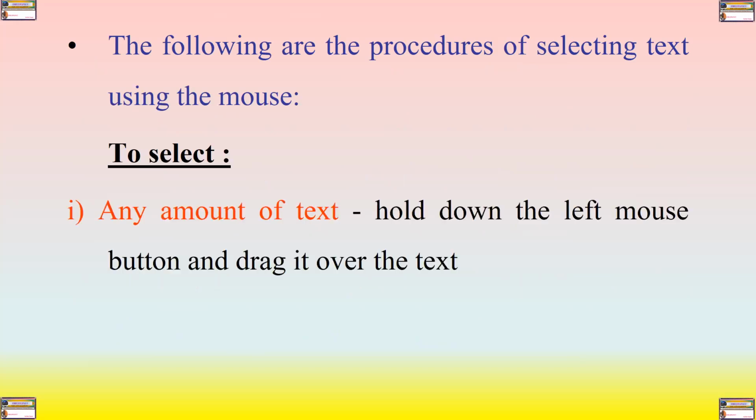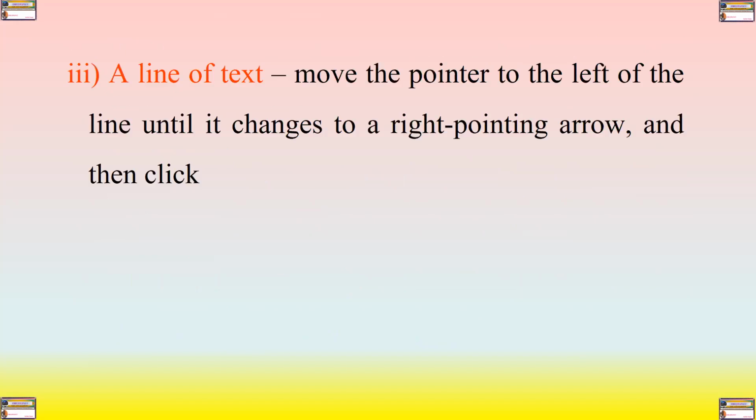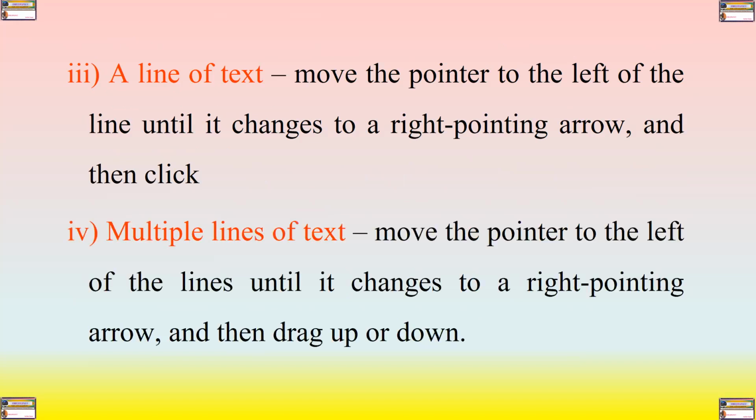To select any amount of text, you hold down the left mouse button and then you drag it over the text. If you want to select a single word, you can double-click the word. If you want to select a line of text, move the pointer to the left of the line until it changes to a right pointing arrow, and then you click.